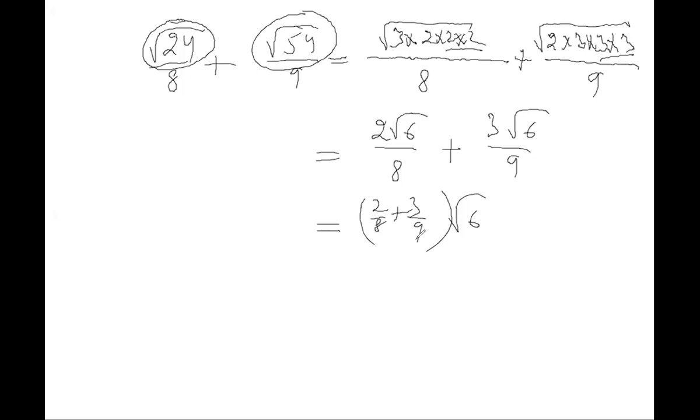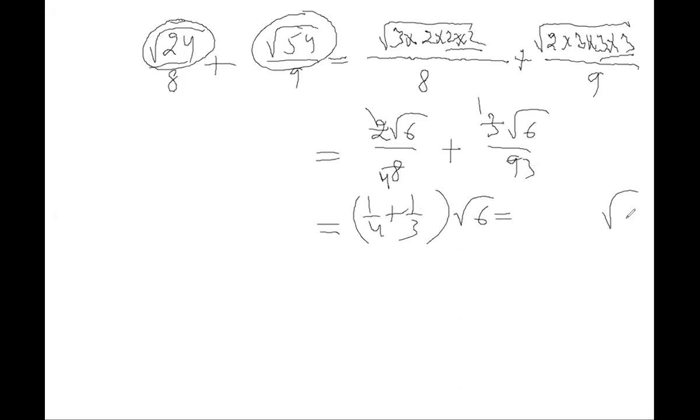Actually, cutting was also possible. First we were supposed to do the cutting: 1 over 4, and here 1 over 3. We did the cutting. Now square root 6 is taken common, and here it is 1 over 4 plus 1 over 3. And the rest is simple work. Here LCM 12, 3 plus 4. So now is the final step: 7 over 12 square root 6 is the final answer.